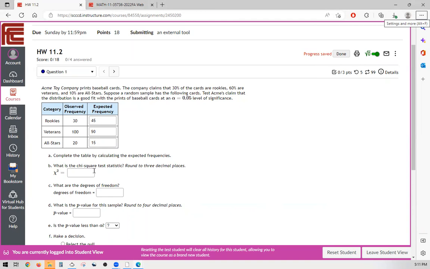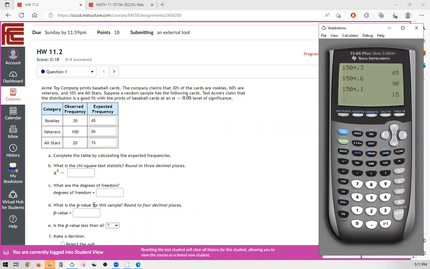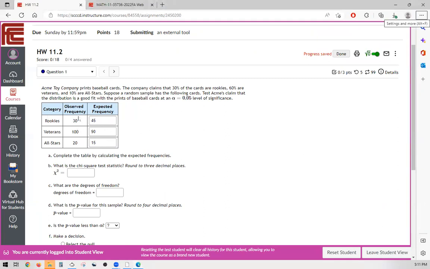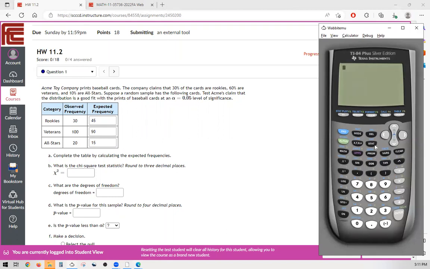All right, to get the test statistic and the p-value, we're going to use a function. Actually, I'm going to do it both ways. So let me go back here. I'm going to do it this way and then do it this way. First things first, you need to input this into two lists. Input the observed frequencies in list 1, then the expected frequencies into list 2. So let's go ahead and do that by going to stat, edit. So we have 30, 100, and then 20. And then list 2 is our expected frequencies. That's 45, 90, 15. Okay.